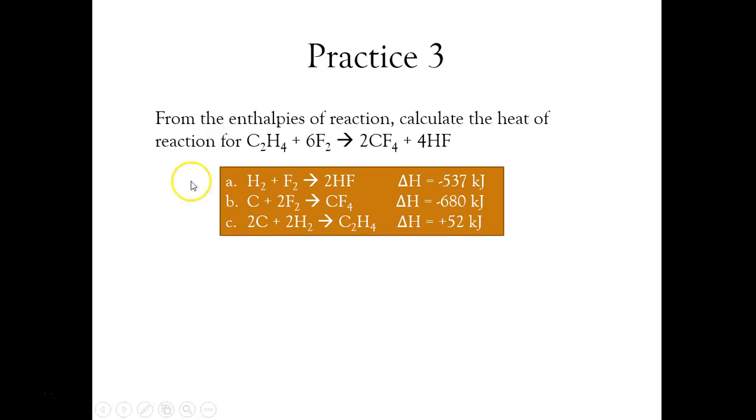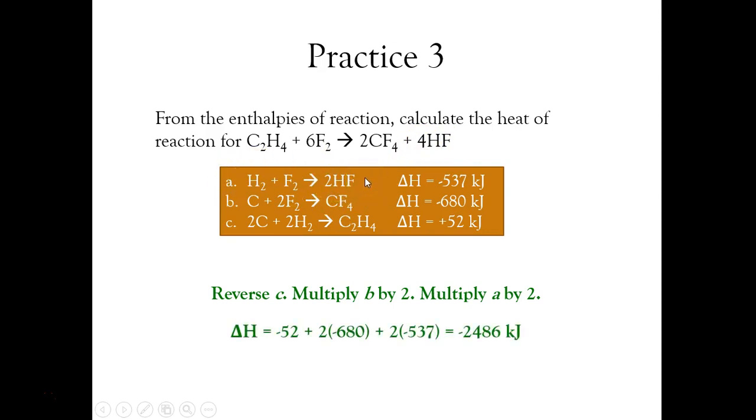Okay, so C2H4 ethene is in equation C, but it's on the wrong side, so we have to reverse C. Fluorine is in multiple equations, so we're going to skip that for the moment. CF4 is in equation B. It needs a coefficient of 2, so we have to multiply this equation by 2. And then HF is in equation A, but it needs a coefficient of 4, so we have to multiply everything by 2. And then our final answer would be negative 2,486 kilojoules. And that would give us the heat of this reaction here.